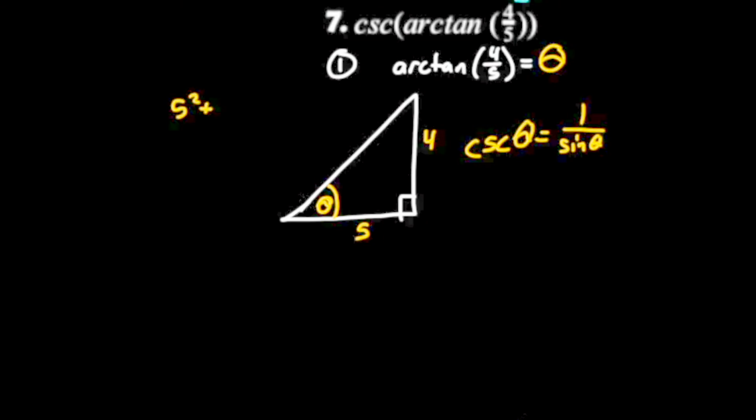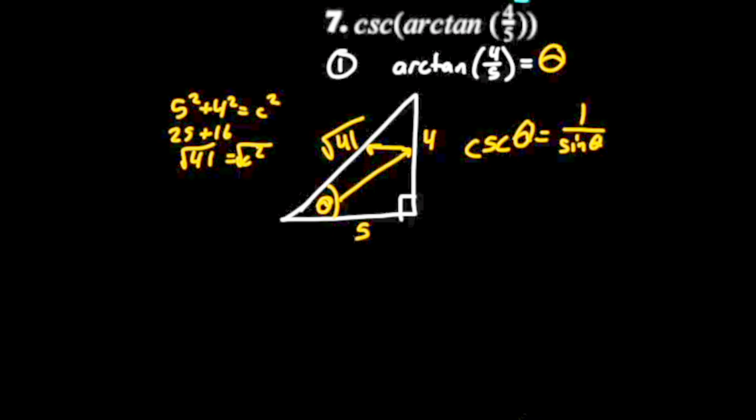So I will have to use the Pythagorean theorem and say 5 squared plus 4 squared equals, I'll just label the hypotenuse c for now, c squared. So this would be 25 plus 16, which would be 41. So the value of c is the square root of 41. So the sine of theta would be 4 over the square root of 41.